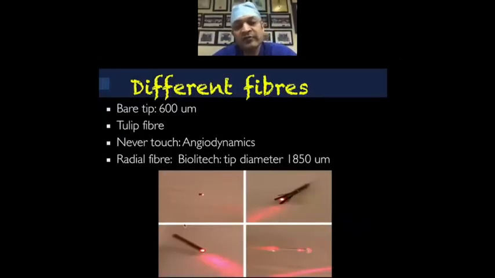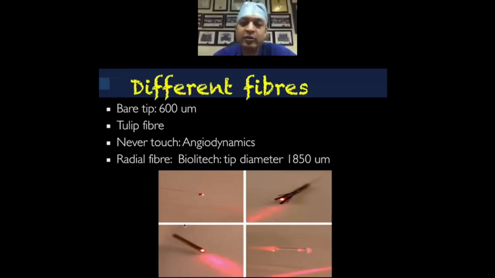Now you need to understand different fibers. The Bare fiber was one of the earliest. It has a core of 600 micrometer, and on top of that it also has a fibrous cap which is around 200 micrometer. So it's a thick fiber. The bare fiber had a problem because it used to release a lot of energy, and it used to perforate the veins. People used to have more pain and more bruising.